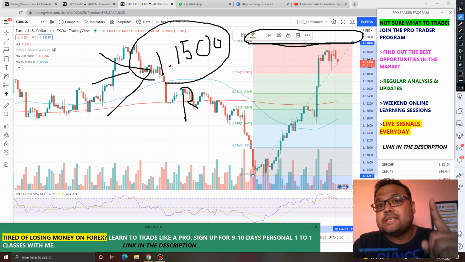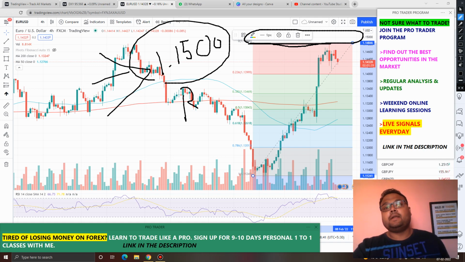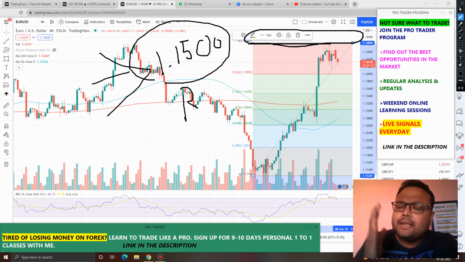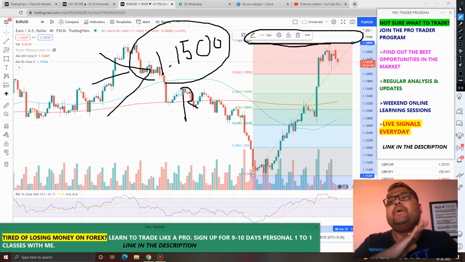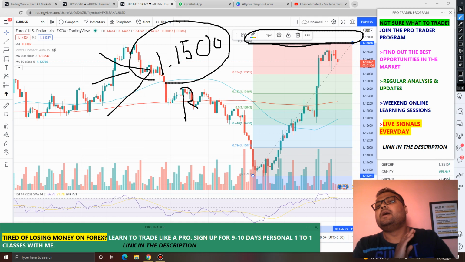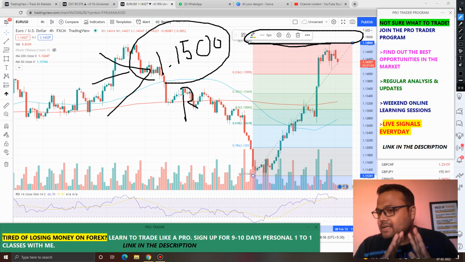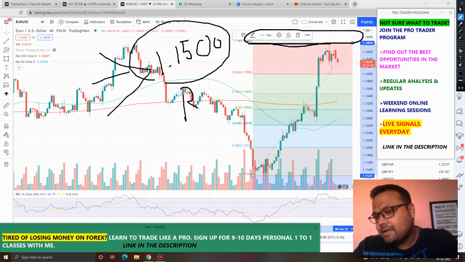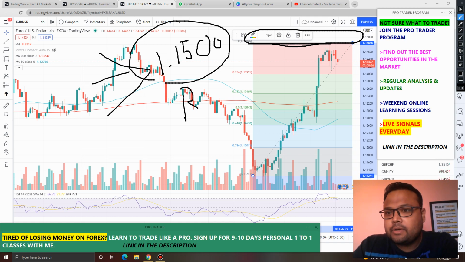Why? Because resistance is a place of sellers, keep in mind. To break the resistance level, the market needs a good amount of buying power. Until the market breaks the resistance level, it is not wise to take a buy position. So our resistance level is still valid.